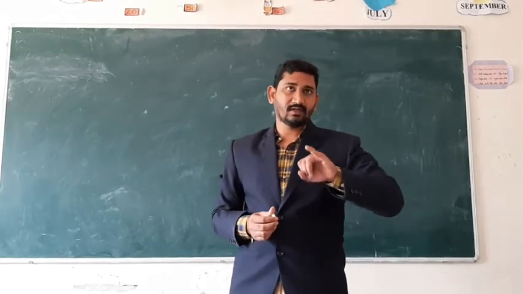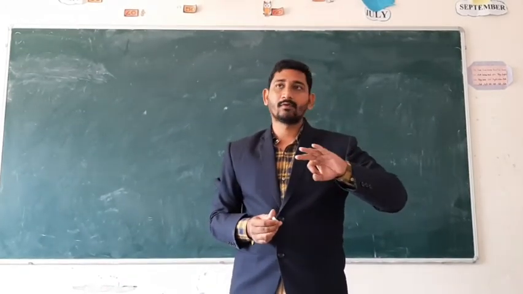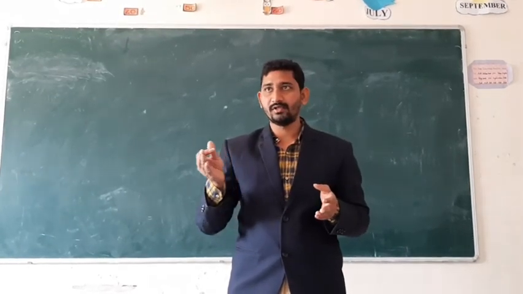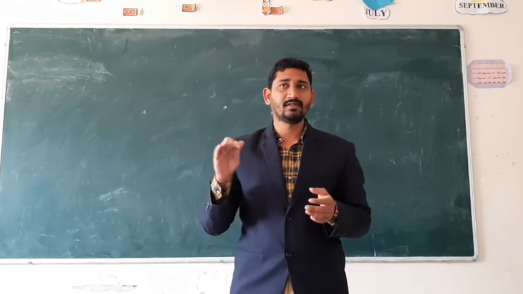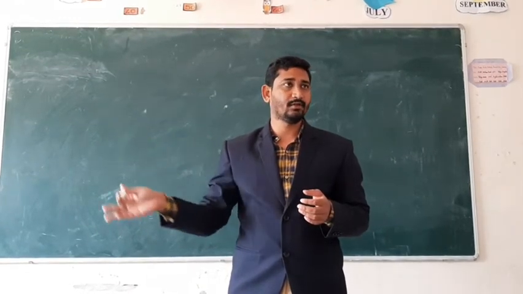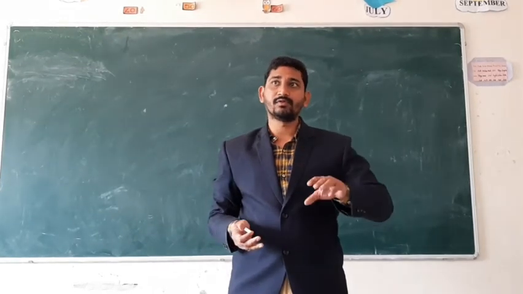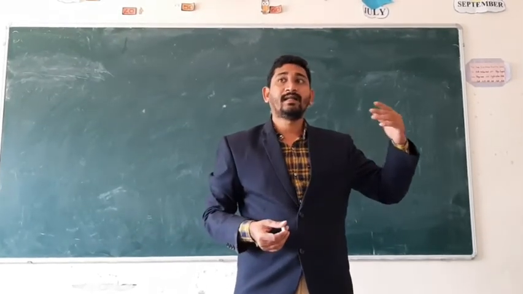Now we have positive work done, negative work done, and zero work done. For positive work done, the formula is W equals F into S. For negative work done, the formula is W equals minus of F into S. Why? Because directions are different. What if the force is acted at an angle?